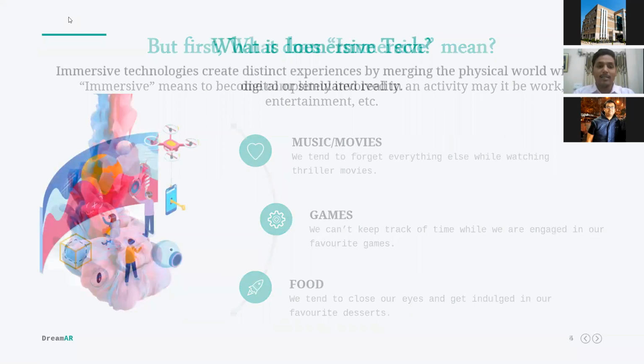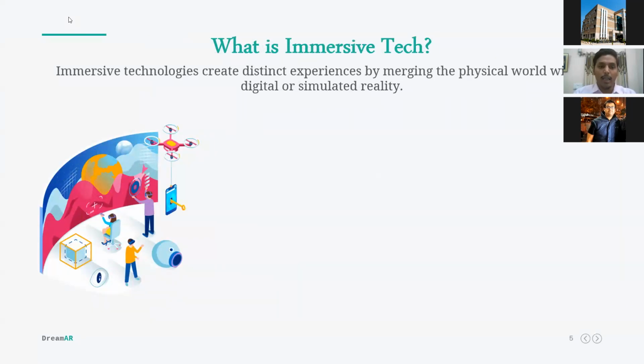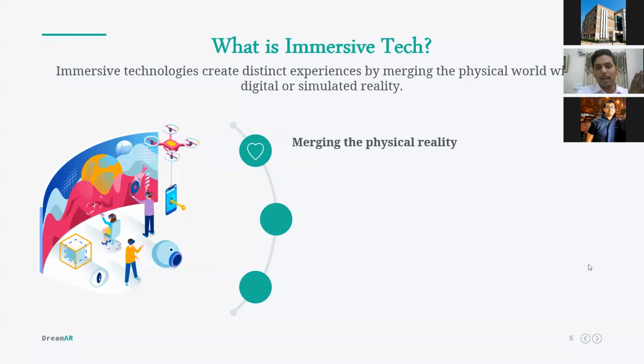Now, what is immersive tech? Immersive technologies create distinct experiences by merging the physical and the digital, or you can say simulated reality. That is what immersive tech is. There are three things that are part of it. First is the physical part, that is the physical reality, and more often it is known as true reality. Next is the digitally simulated content, that is the 3D content made on 3D software, and the other one is a simulated reality in which the total reality is simulated.